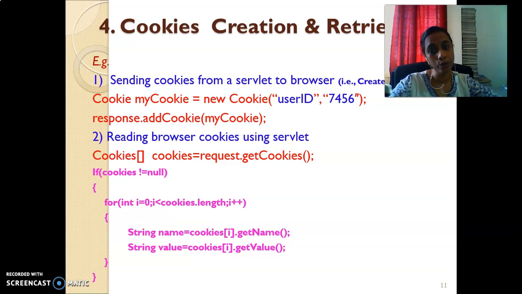Whenever you want to read the browser cookies, you can do it using the request object. That is, cookies is equal to request.getCookies. If cookies is not equal to null, then you can start a for loop with i equal to 0 up to cookies.length, and you try to print all the names and values of all the cookies.